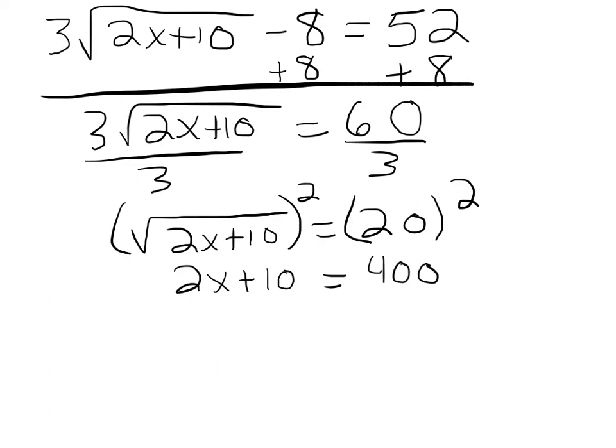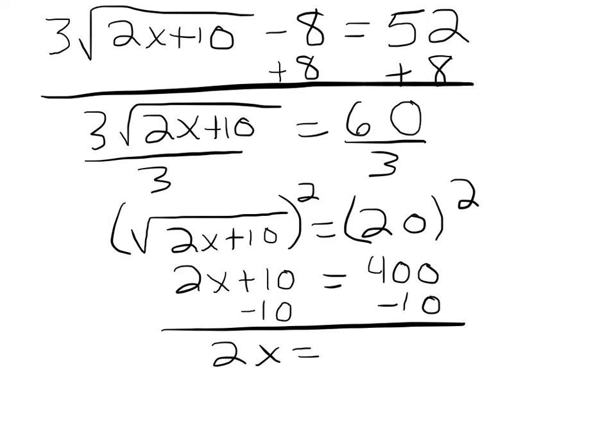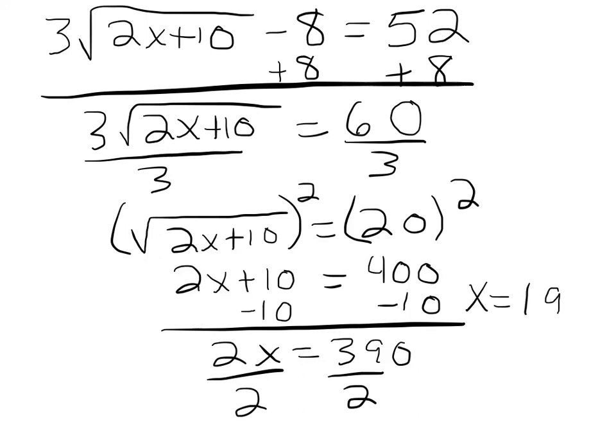Okay, now I'm simply going to solve this one for x, now that I've gotten rid of my radical sign, my square root. So I'm going to subtract 10 from both sides. 2x is equal to 390. Then I'm going to divide both sides by 2. And 390 divided by 2 is 195. So in this case, x equals 195.